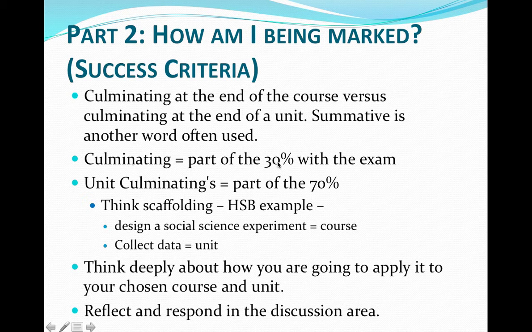How you divide that is up to you. 10% on the exam, 20% on the task, 15-15, whatever you want to do, you can divide that. And then the 70% is all the other culminating tasks, everything at the end of each unit, or if you're doing tests or quizzes or whatever other evaluation piece you're putting in there belongs in the 70. And then backtracking, thinking a little bit of scaffolding. For example, when you do the HSB course, often the culminating task at the end of the course is for the students to design a social science experiment, and they have to do the write-up about it.